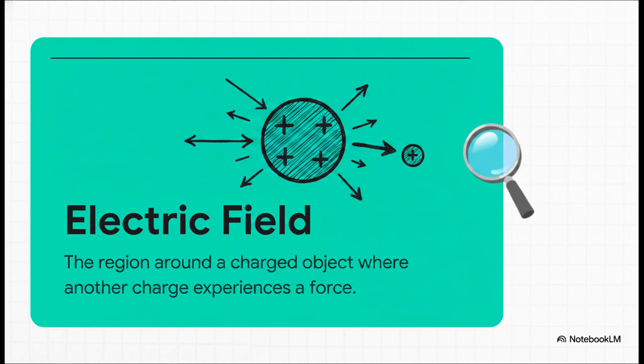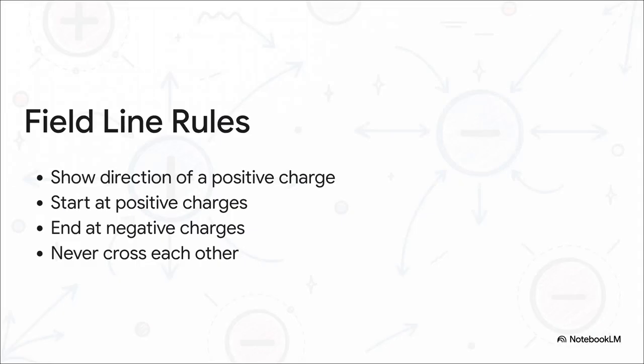Picture this in your mind's eye for a second. Imagine you drop a tiny little test charge right next to a massive charged sphere. Even without touching, that little guy is going to feel a push or a pull. That invisible, ghostly force? Yeah, that is the electric field at work. Now, we can actually map out this invisible field using electric field lines, and they follow some pretty strict rules. First off, they always point in the direction a positive test charge would naturally get pushed. Because of that, they always start at positive charges, and they always end at negative charges.